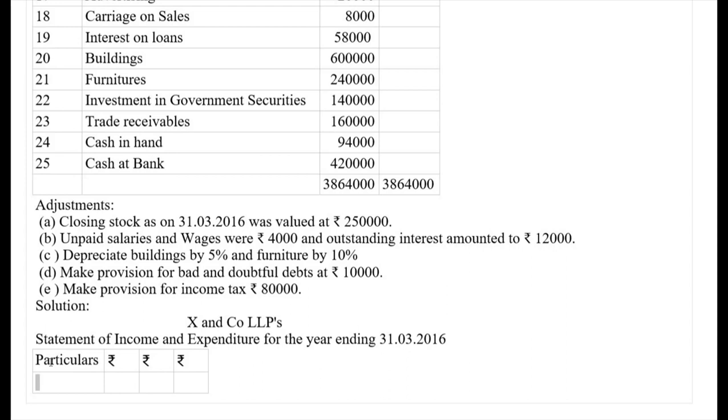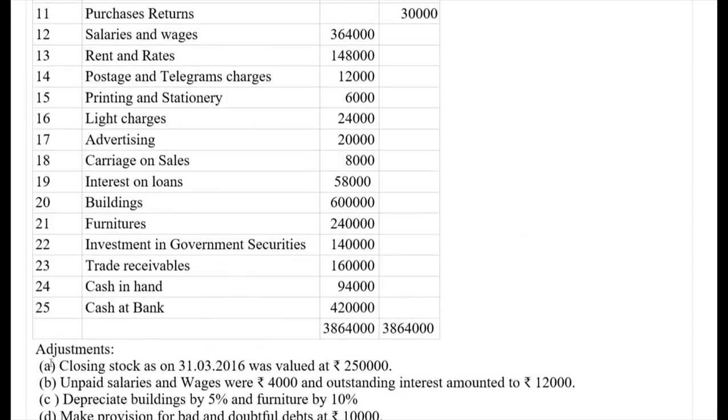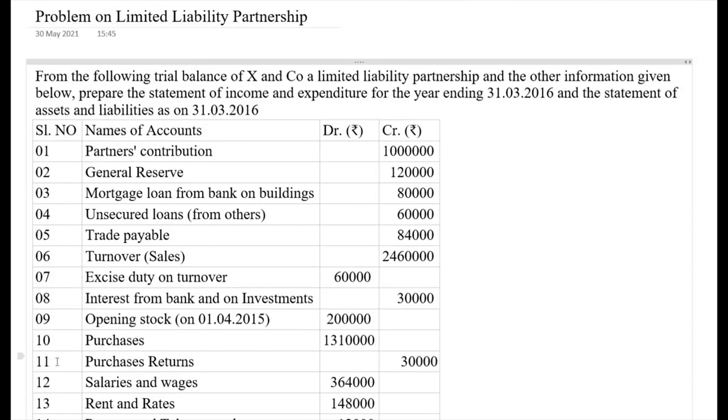Before directly going for preparing, let us have a discussion here. Partners contribution, of course it will come in the statement of assets and liabilities. Then general reserve, it comes in the statement of assets and liabilities. Then mortgage loan from bank on buildings, it comes in secured loans. Unsecured loans and trade payables come in the statement of assets and liabilities. Turnover comes in the statement of income and expenditure. Excise duty is to be deducted from the sales. Then interest from bank on investment comes in other incomes.